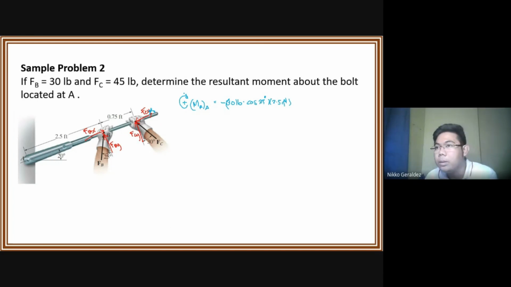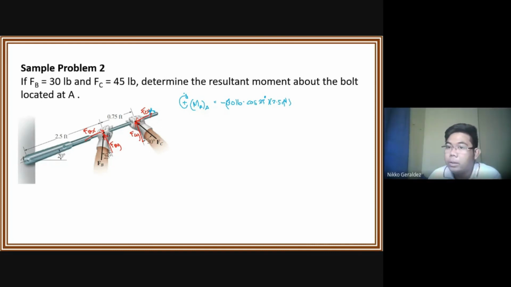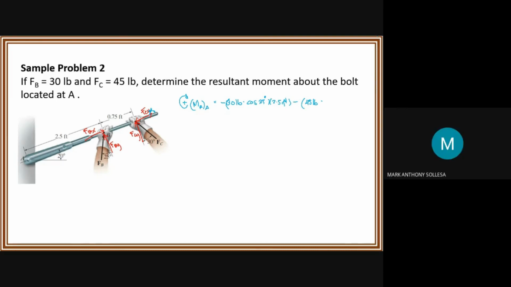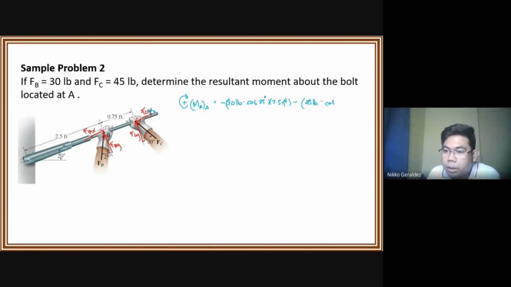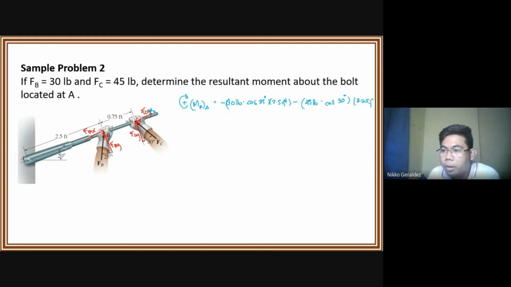Next, FCY. Anong direction ng moment produced by FCY? Counterclockwise. So, that is negative. So, negative 45 pounds times cosine 30 degrees times perpendicular distance. 3.25. Very good. So, 3.25 feet.